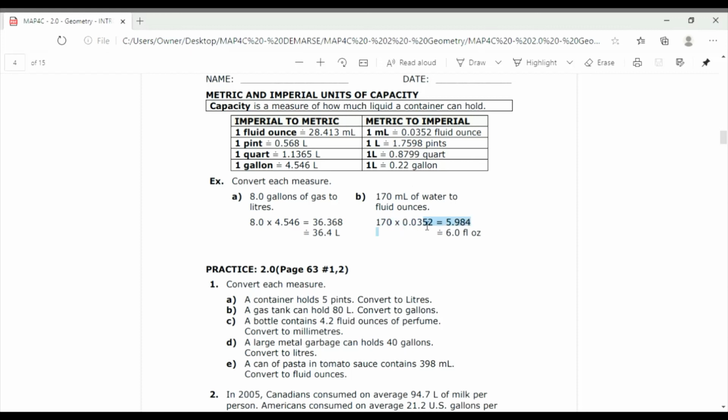170 times 0.0352 on a calculator is equal to 5.984, and we can round that to 6.0. And the short form for fluid ounces is FL and then OZ for ounces. So 170 milliliters is equal to approximately 6.0 fluid ounces.